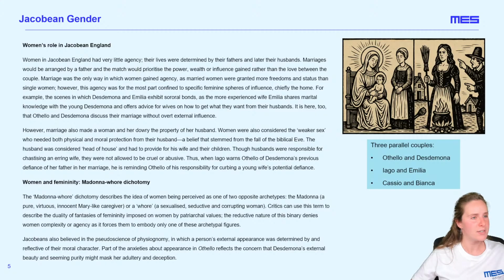literally include almost parent-child punishments of taking things away from them or shutting them in the house or returning them to their father to be chastised as well. They were not allowed to be cruel or abusive. Thus, when Iago warns Othello of Desdemona's previous defiance of her father in marriage, he is reminding Othello of his responsibility for curbing a young wife's potential defiance.